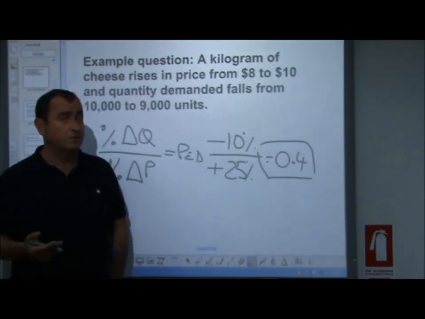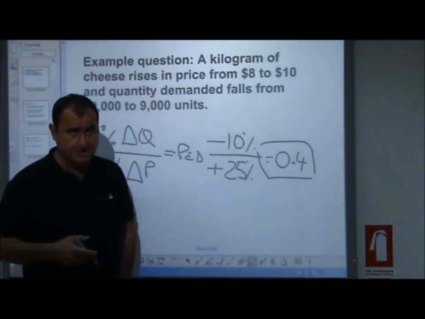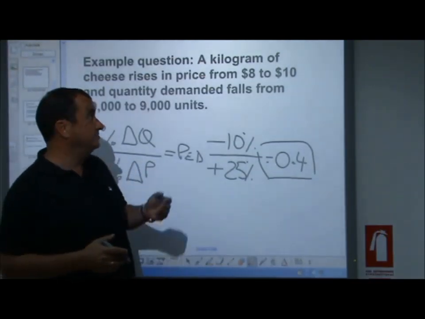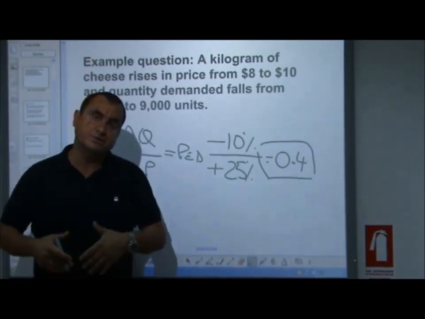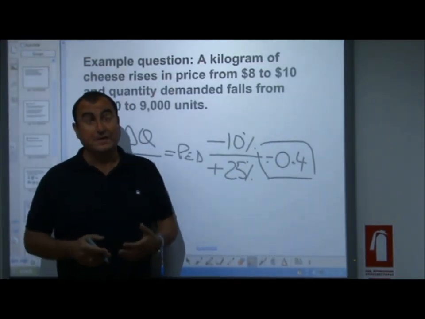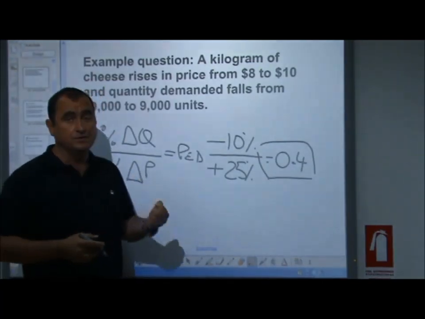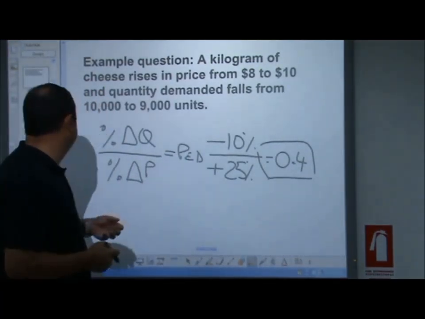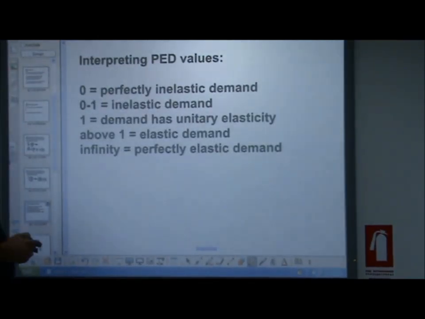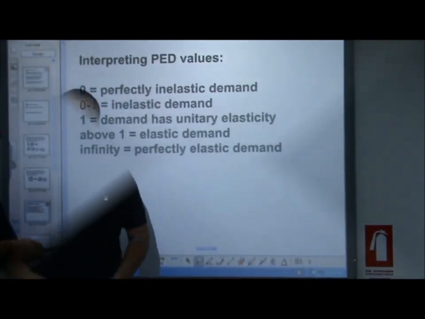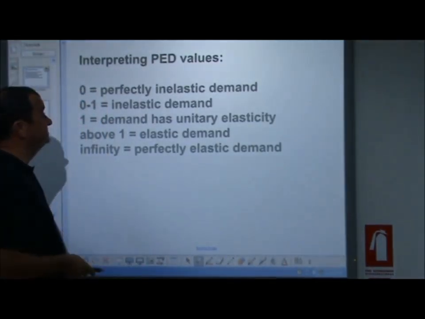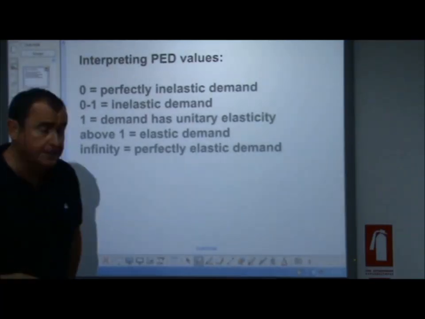You can use either of those equations, and sometimes in questions you're going to have to use the second equation because you won't know any absolute values like $8, $10. You'll only know percentage changes. That forces you to use the second equation. So you can pin a value on these PEDs, and as a consequence, we need to be able to interpret the PED values. To understand these PED values, we need to be able to interpret what the numbers mean.